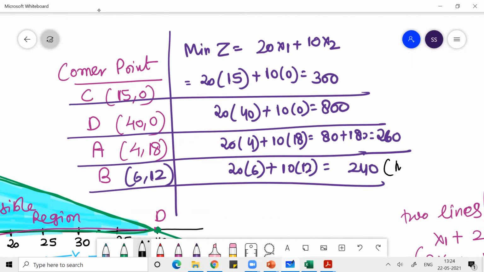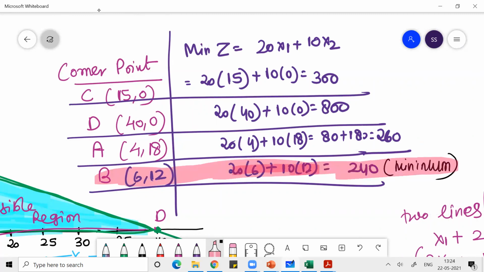Out of these, which value is minimum? Because you wanted to minimize, right? So we find the minimum value. This is your minimum value, at 6, 12. Then this is your final answer.